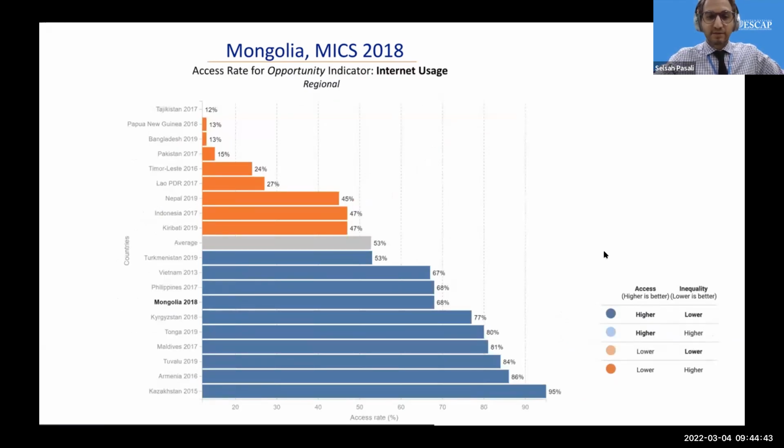When we look at the access rate, Mongolia is positioned slightly better here, as it ranks 7th among all countries. So access is relatively high, but inequality is higher also. This time Mongolia is behind Kazakhstan and Kyrgyzstan, but ahead of Turkmenistan and Tajikistan. So again, our color coding remains similar to what we showed yesterday, with the dark oranges indicating the worst case scenarios and the blue ones the preferred, ideal cases.